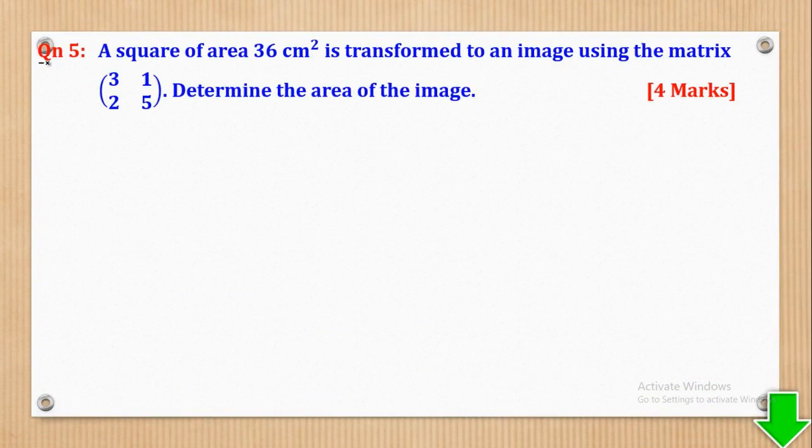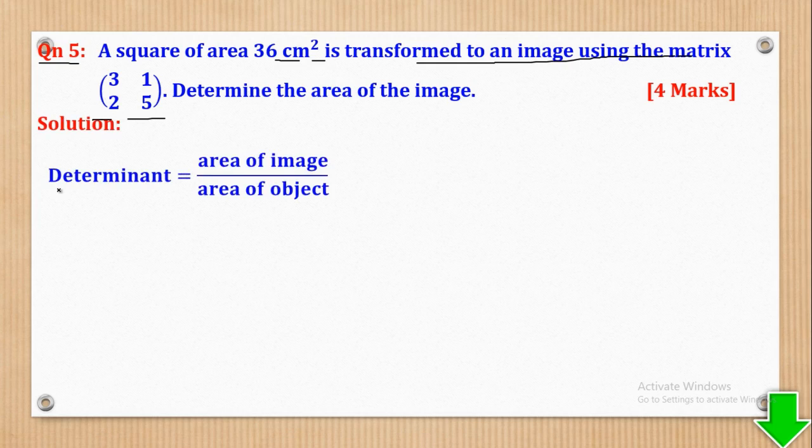So now let's go to question 5. Question 5 says that a square of area 36 centimeters squared is transformed to an image using a matrix 3, 1, 2, 5. Determine the area of the image.